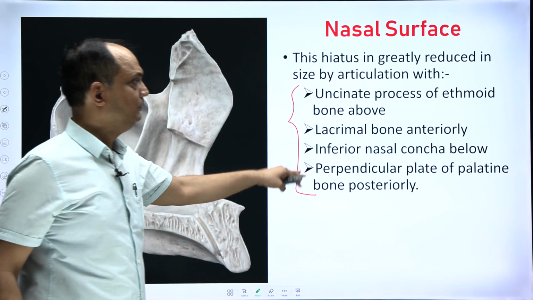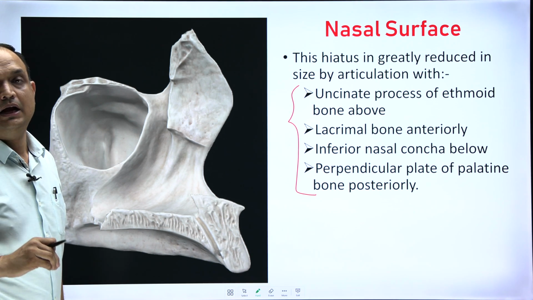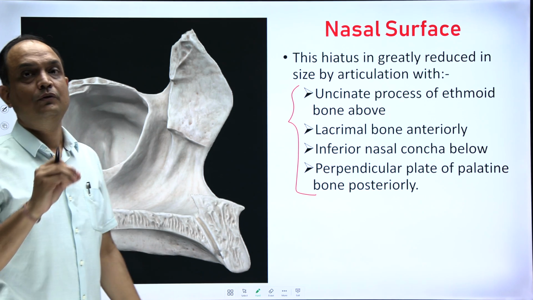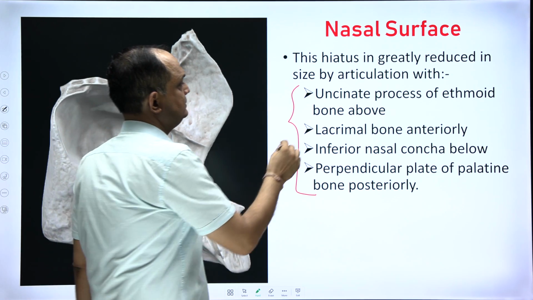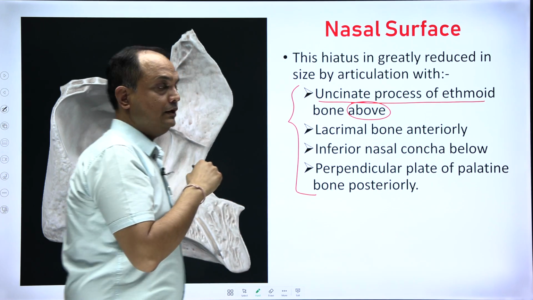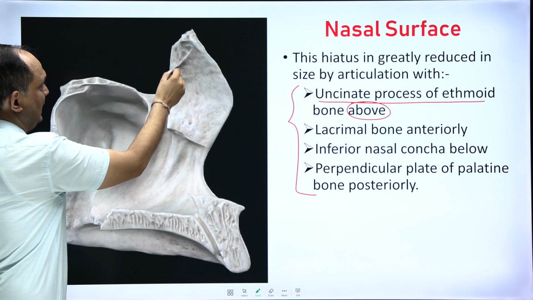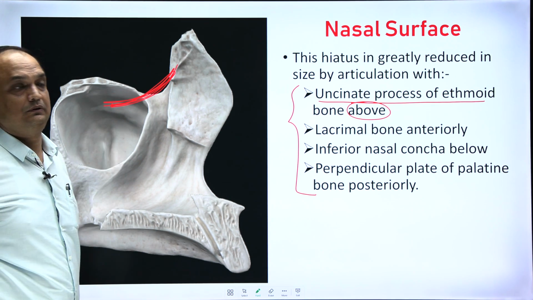Now these 4 bones are going to convert this large opening into a small opening. And this is a question of your exam: which are the bones converting the hiatus opening into a small opening? So one is known as the uncinate process of ethmoid, which comes from above. So from above you will have an articulation, and that is your ethmoid bone uncinate process.